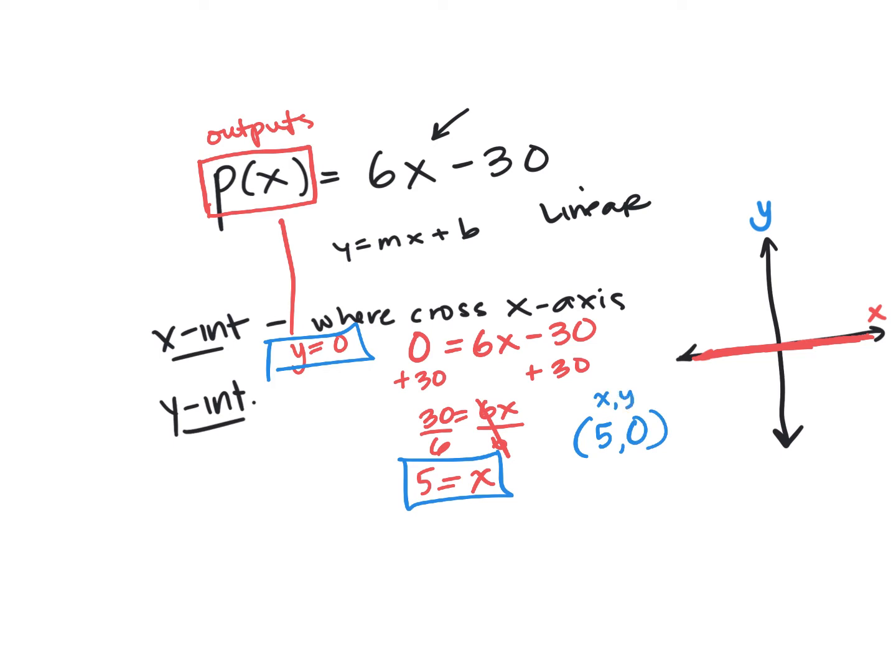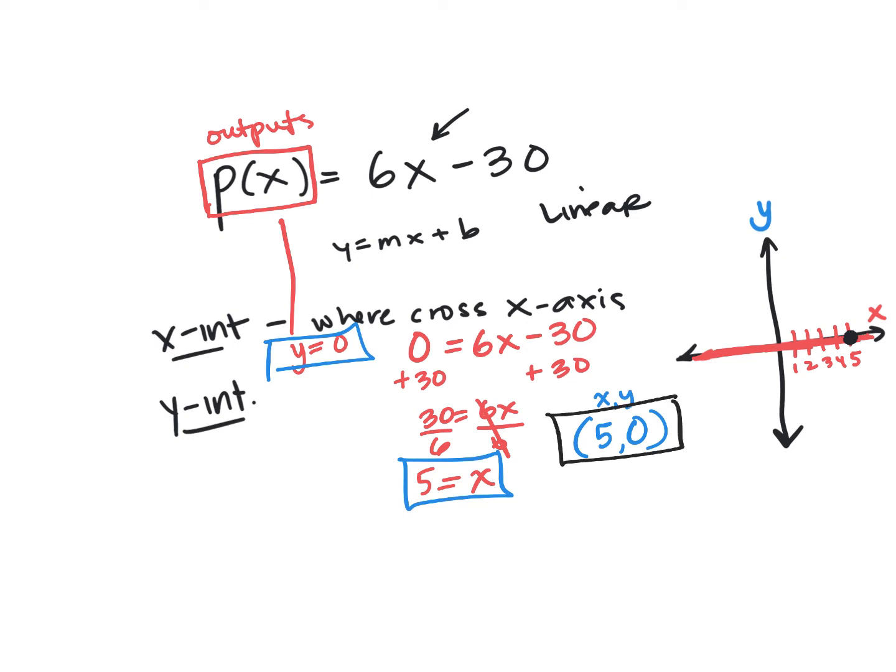So if we're going to go and graph that, I'm going to go on the x-axis 1, 2, 3, 4, 5. And I don't move up or down any, so we're talking about this point right here. That's 5, 0. That's our x-intercept.